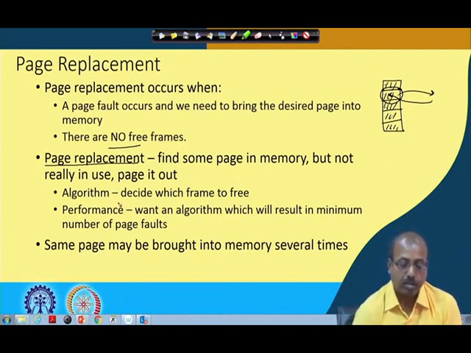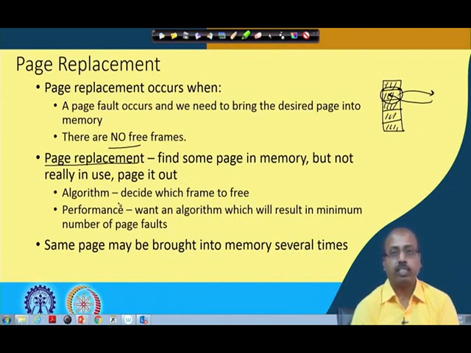So, we need some algorithm to decide which frame to free. That is a very important issue, and it affects performance. I want an algorithm which will result in the minimum number of page faults. As we have seen, the number of page faults is going to affect the performance of the system significantly. The effective access time should not increase very much, and for that the page fault rate should be low.